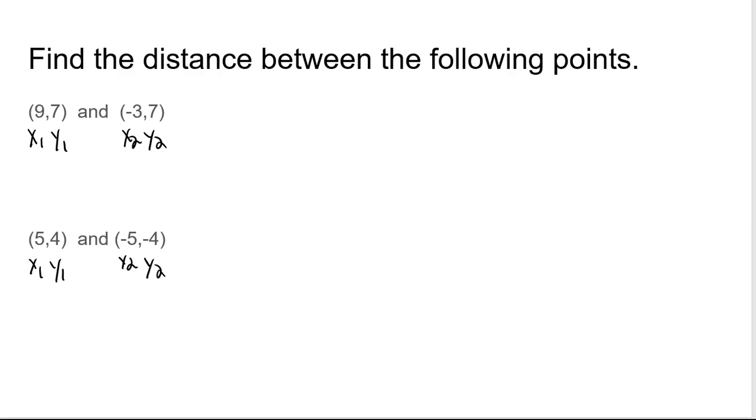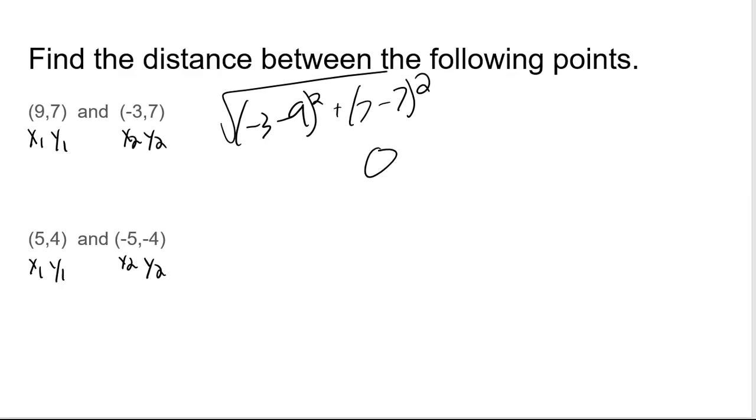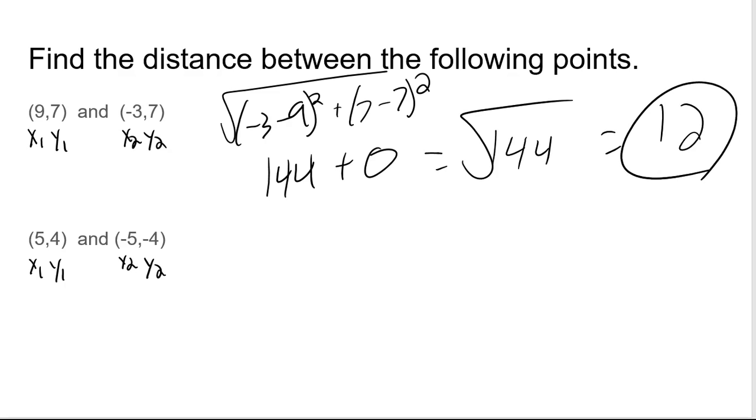Alright, last one of just finding the distance. Go ahead and label everything. Make life a lot easier. So negative 3 minus 9 squared plus 7 minus 7. 7 minus 7 is 0, so that's 0. Negative 3 minus 9 is negative 12. It comes out to be 144, so the square root of 144 equals 12.